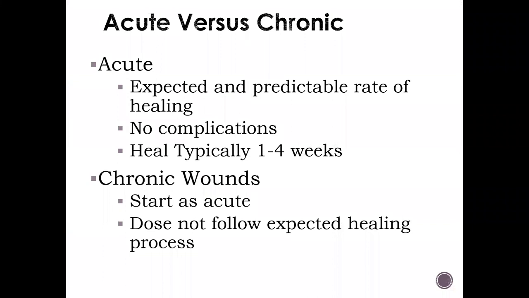And then we have chronic and acute. An acute wound follows the expected and predictable rate of healing. It has no complications to the healing, and it typically takes 1 to 4 weeks. Then we have a chronic wound. It starts as an acute wound, but it does not follow the expected healing process. And we're going to talk about the standard healing process in the next few slides.